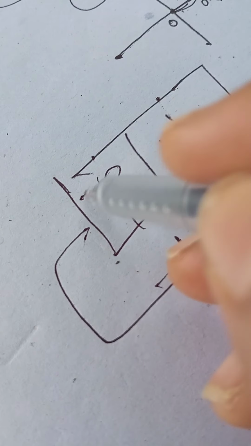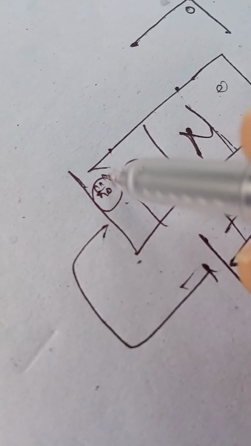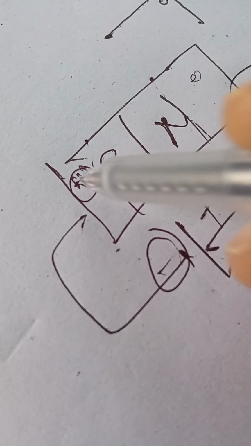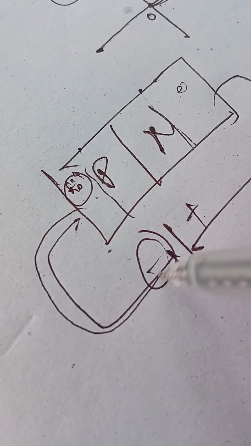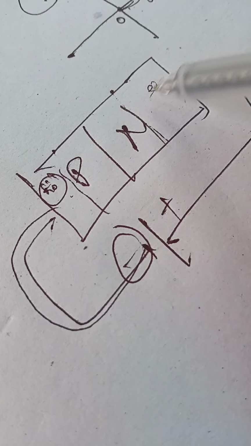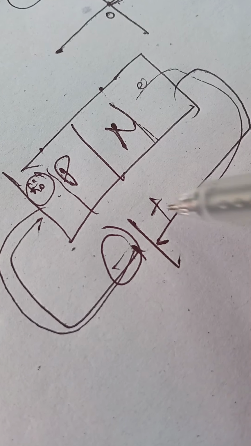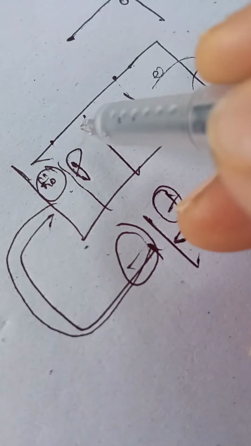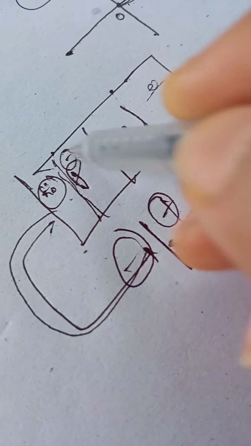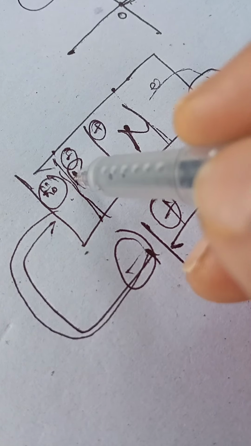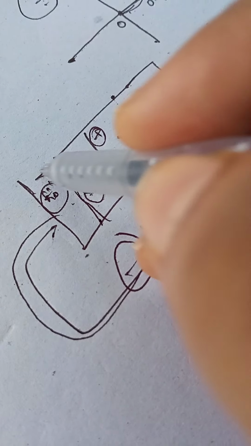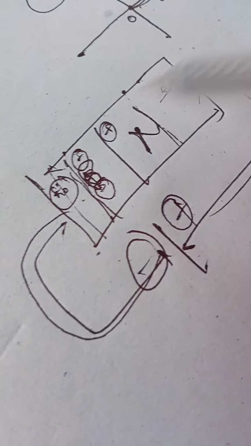Then what happens here, we have holes as the majority carriers and electrons as the majority carriers. Here the polarity of the battery is negative, so these holes are attracted towards the negative polarity of the battery. Similarly, most of the electrons are attracted towards the positive terminal of the battery. And already we have the immobile charge carriers present near the junction. Then the width of this depletion region, the width of these immobile ions, starts increasing, isn't it?